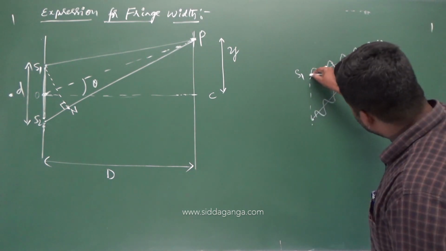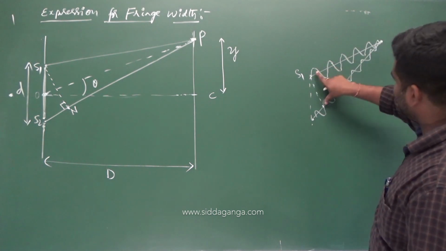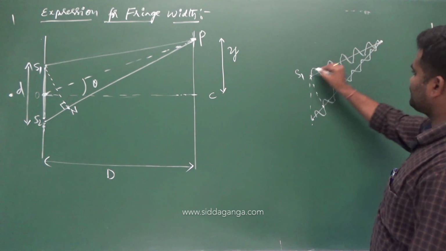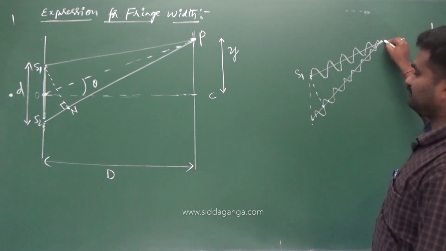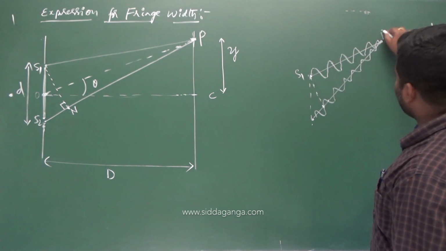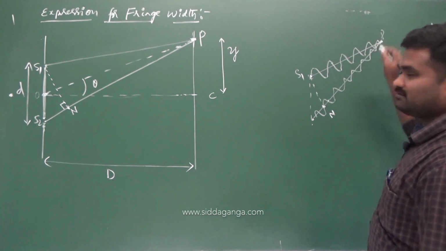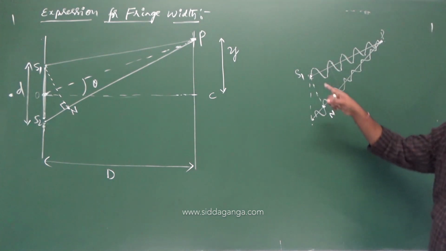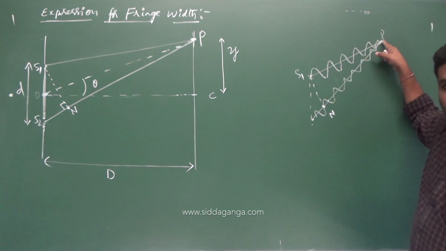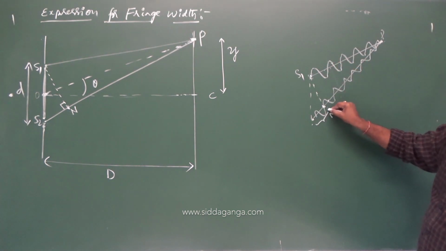If you observe, somewhere at this point, let me draw here, let's say equal number of waves, if 10 waves are passed from here to here, even from here also 10 waves are passed, it means these lengths are equal. S1P and I have named it as N, so NP and S1P are equal. If you observe one thing here, this distance from S1 to P and N to P are equal. How about this distance that we are left out?